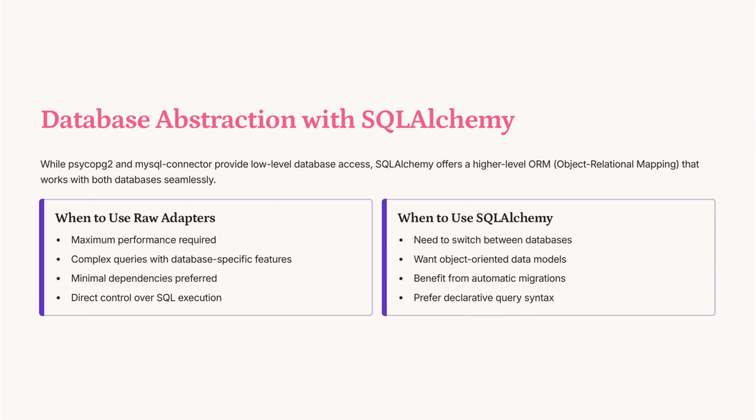SQLAlchemy provides a higher-level object relational mapping for seamless database interaction, ideal for switching between databases and using object-oriented data models. It supports automatic migrations and declarative query syntax. In contrast, raw adapters like Psycopg2 and MySQL Connector are preferred for maximum performance, complex queries, and direct Structured Query Language control with minimal dependencies.